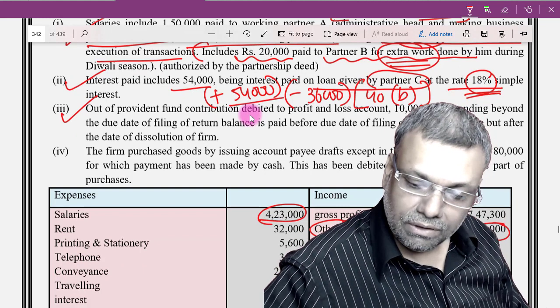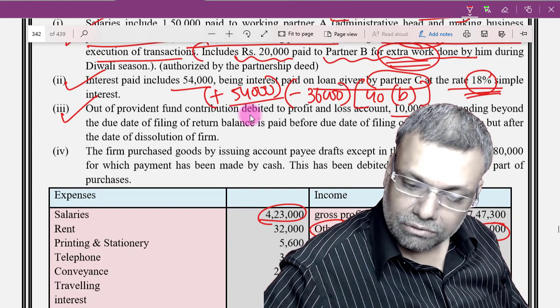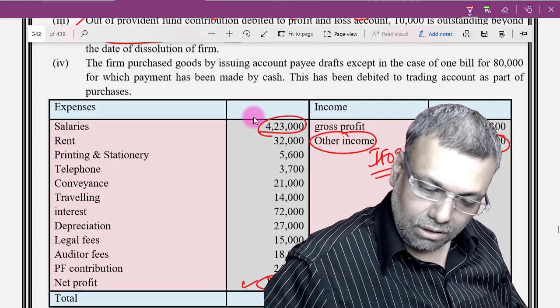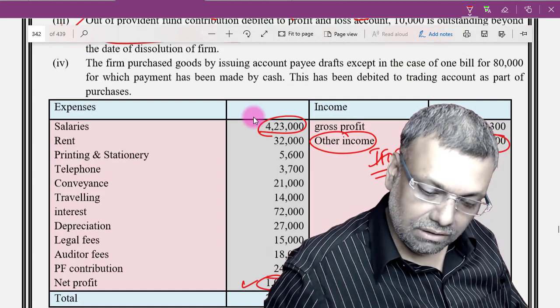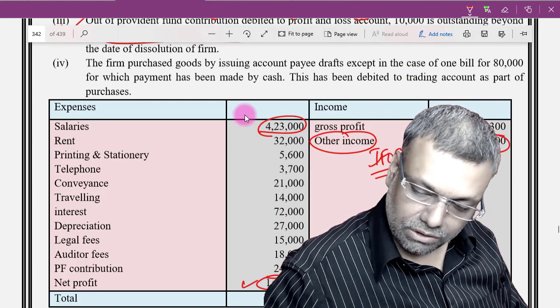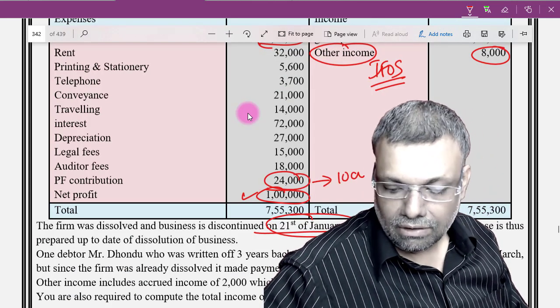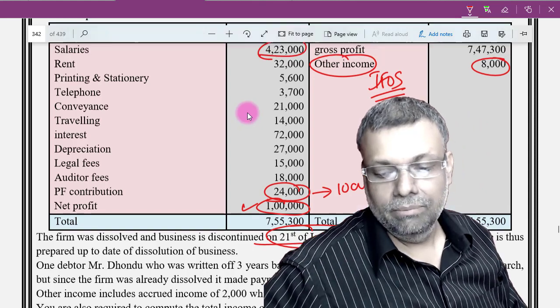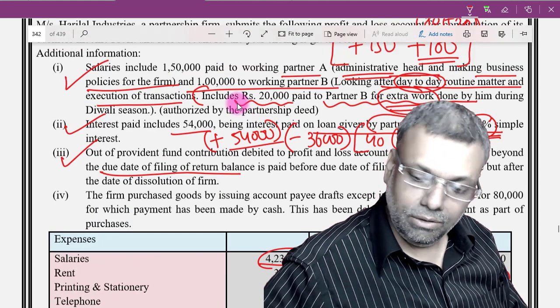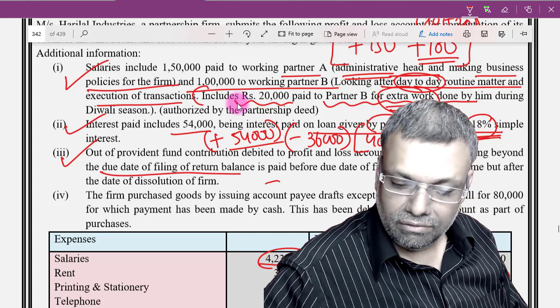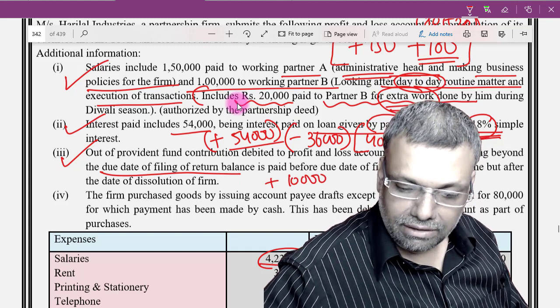Out of the provident fund contribution debited to profit and loss, 10,000 is outstanding beyond the due date of filing of return. So provident fund contribution, where is it given? See, this is 24,000. This is 10,000 rupees outstanding and not paid. So that will come under section 43B. What is not paid beyond the due date of the filing of return of income, add 10,000.